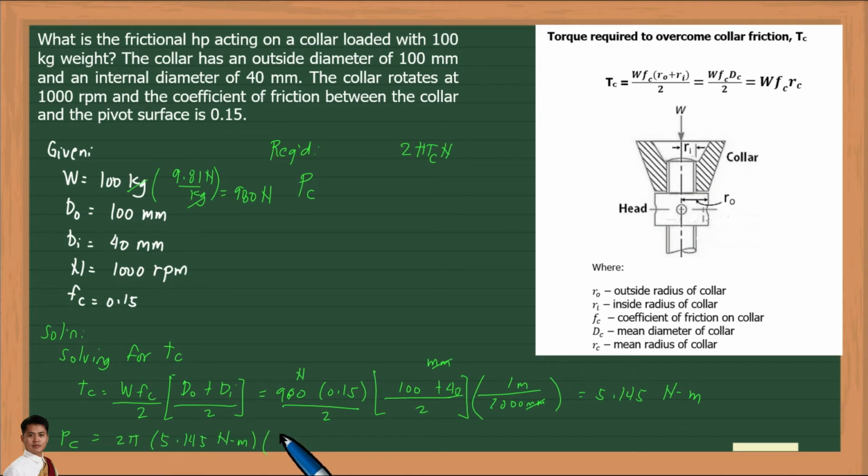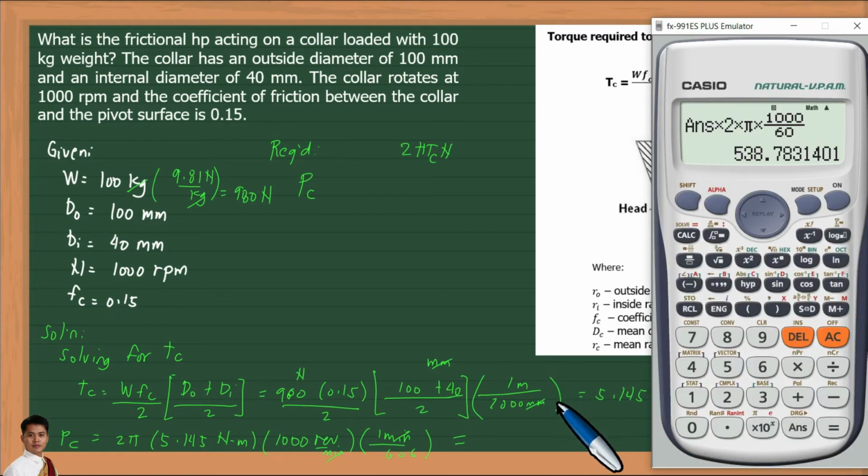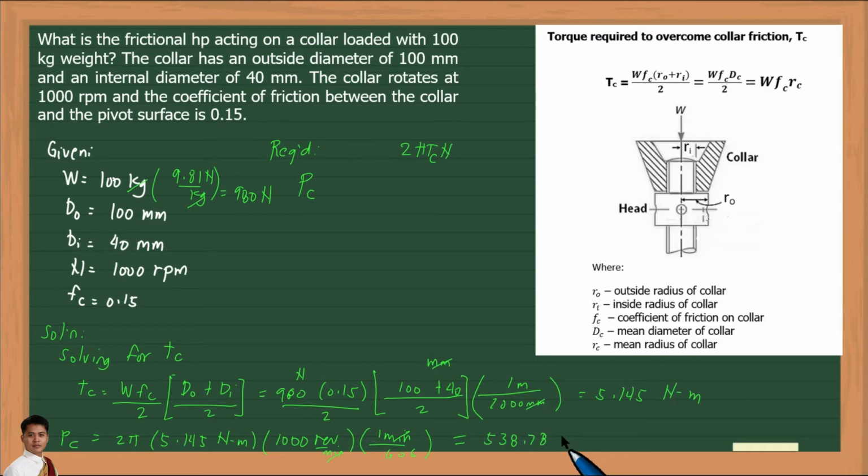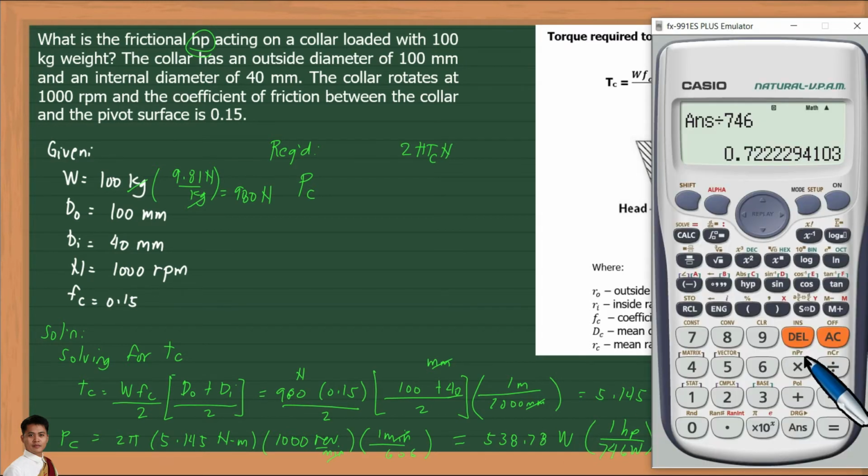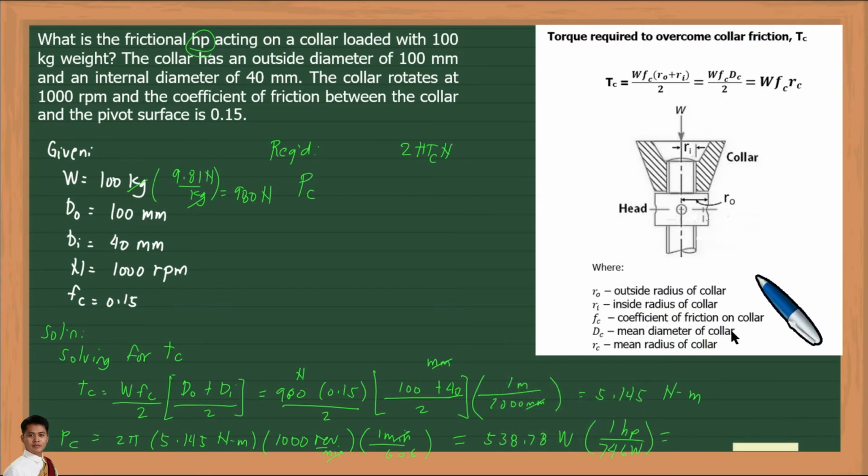So therefore, our power will be, substitute 5.145 to our formula, 2 pi Tn. Our RPM here or N is 1,000 revolution per minute. So let us convert minute to second, so 1 minute over 60. So ang power natin dito ay equal to 538.78. So this is watts. But take note that the requirement here is frictional HP. So therefore, let us convert watts to horsepower. So we have 1 horsepower is equal to 746 watts. So this is equal to 0.722 horsepower.